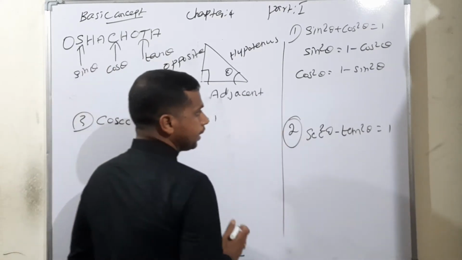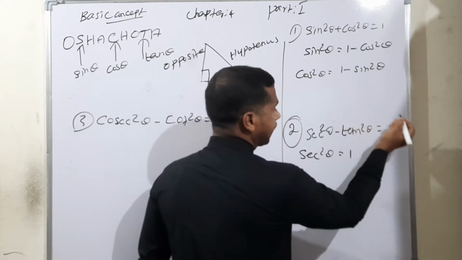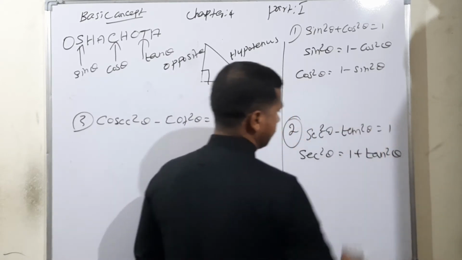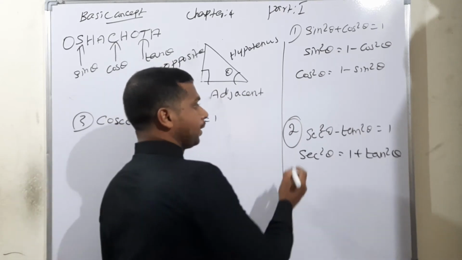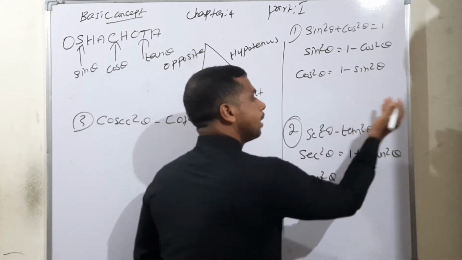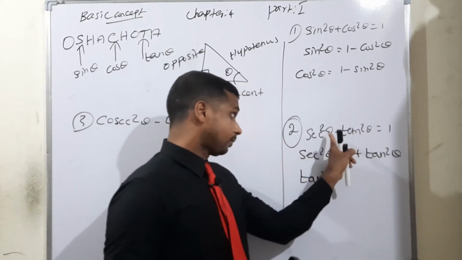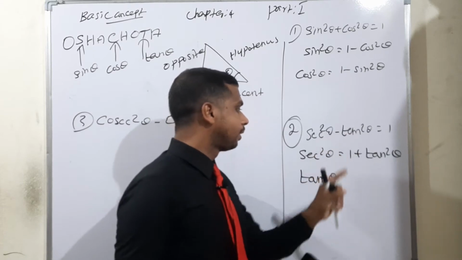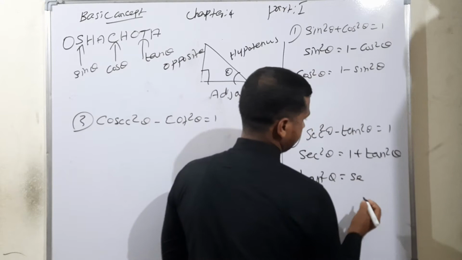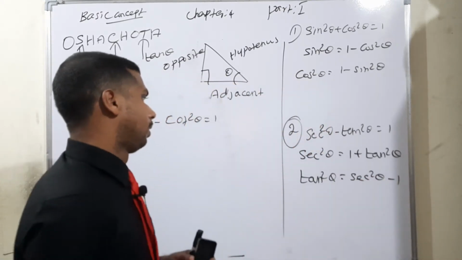Now the second identity, what is the value of secant square theta? 1 plus tan square theta, bringing minus tan square theta to the opposite side, it becomes positive tan square theta. Then how to find out the tan square theta value? Bringing the 1 to the opposite side, tan square theta is secant square theta minus 1, isn't it? Secant square theta minus 1.